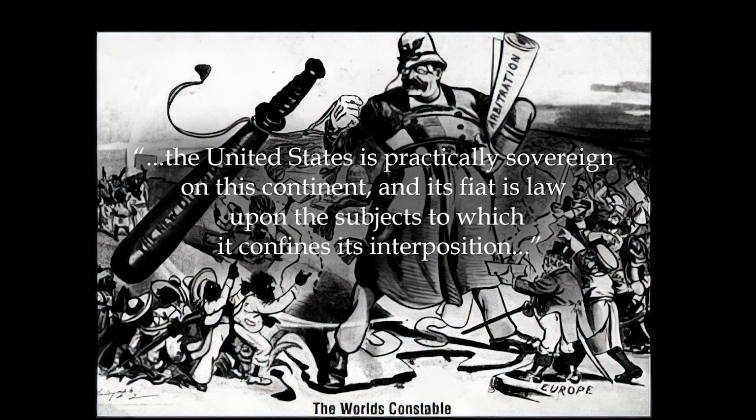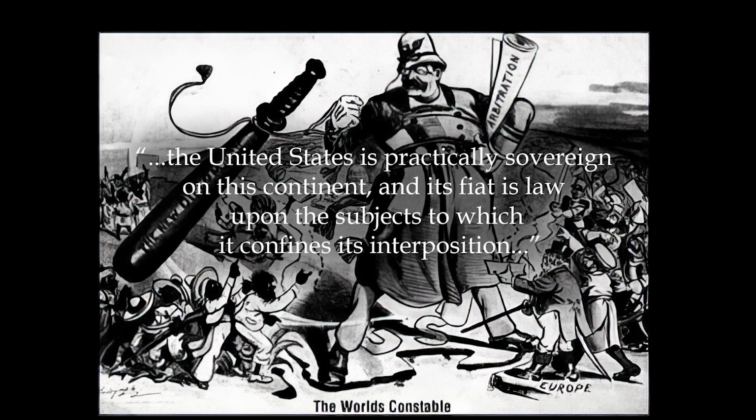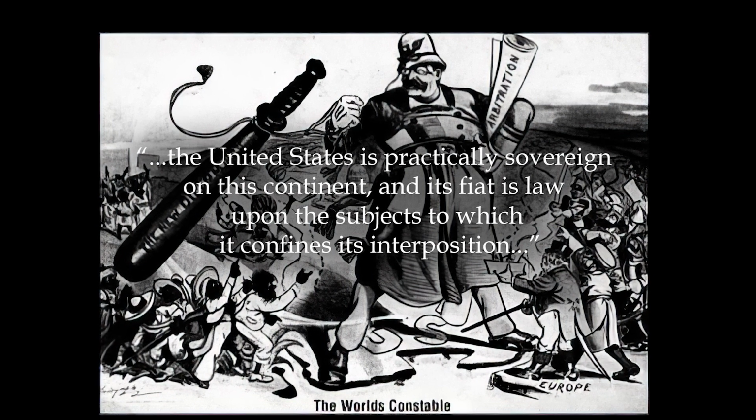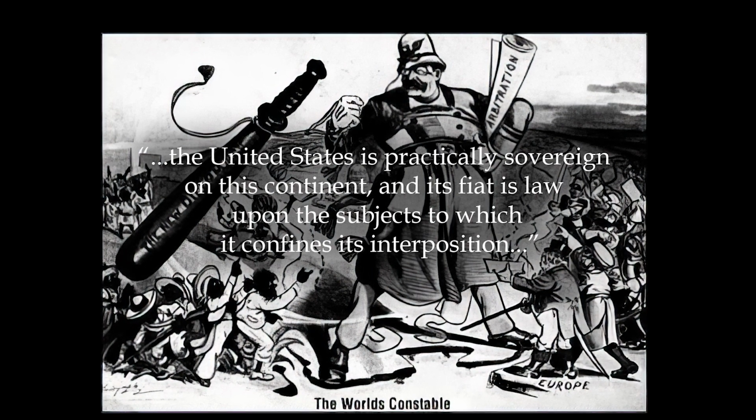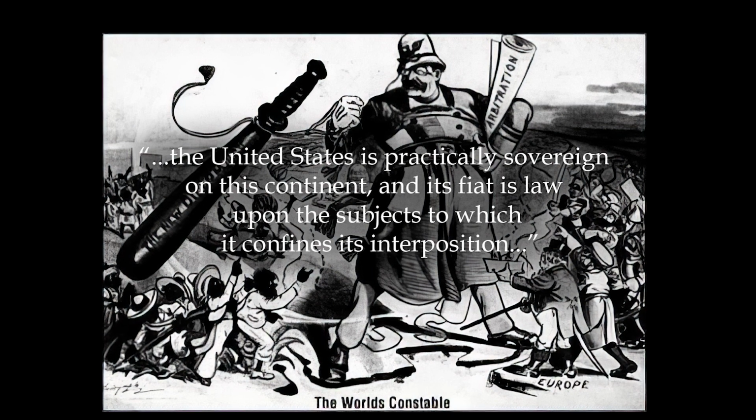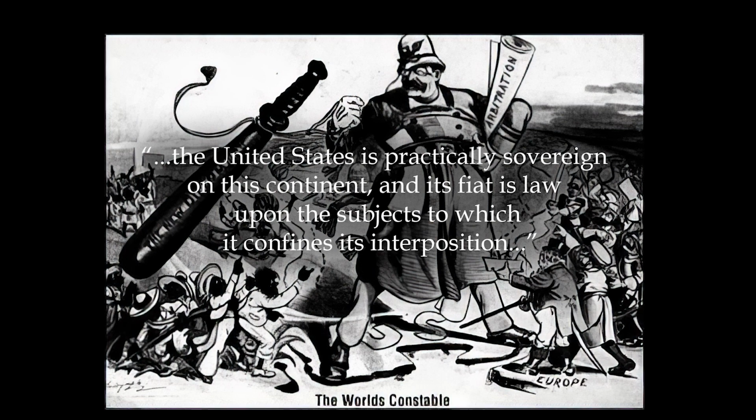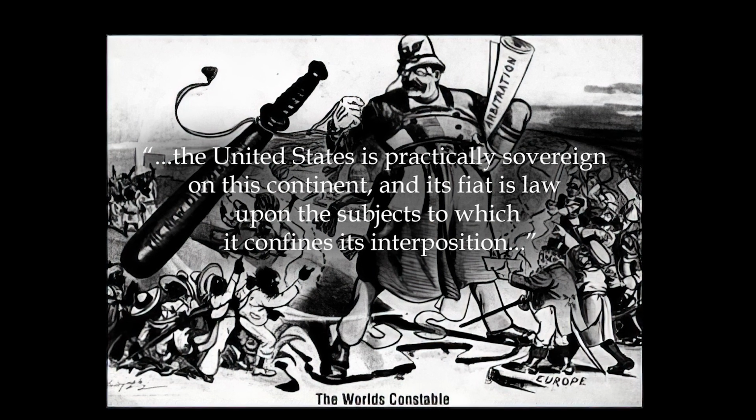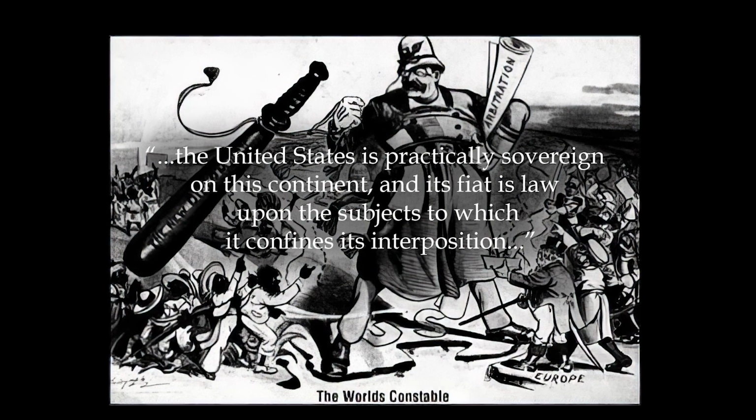In the heart of the Olney Corollary lies a powerful assertion: the United States is practically sovereign on this continent, and its fiat is law upon the subjects to which it confines its interposition. Let's unpack this. When we say the United States is practically sovereign, we're speaking of a sovereignty that, while not absolute in a legalistic sense, is undeniable in practice. It means that in the Americas, the U.S. wields influence and authority that rivals that of a sovereign ruler, dictating outcomes with little challenge.